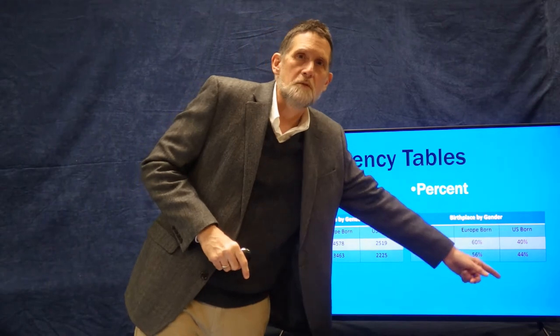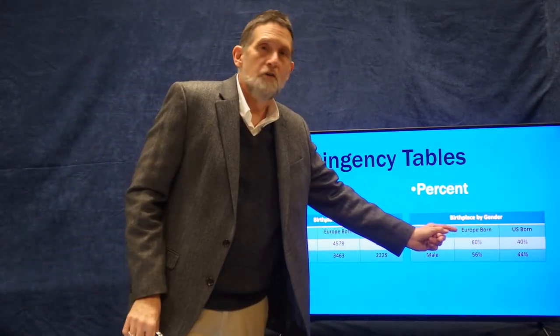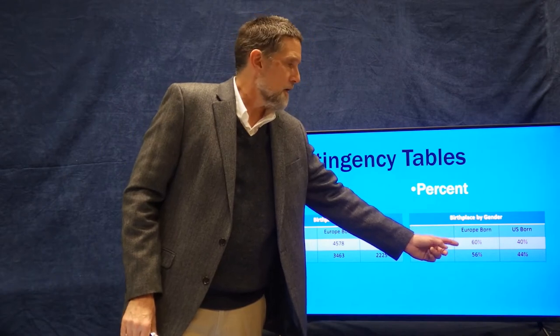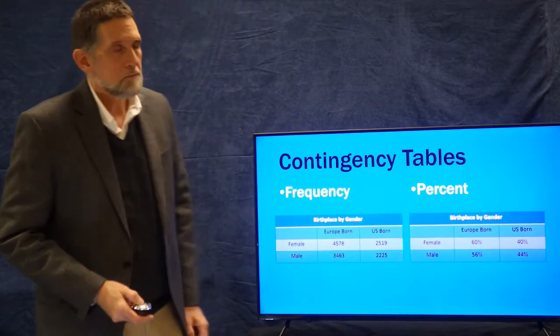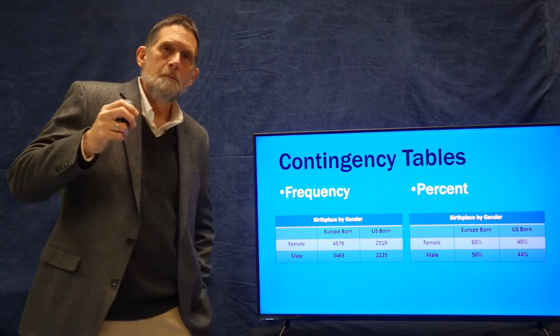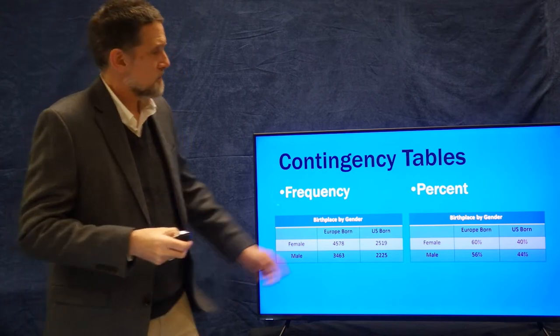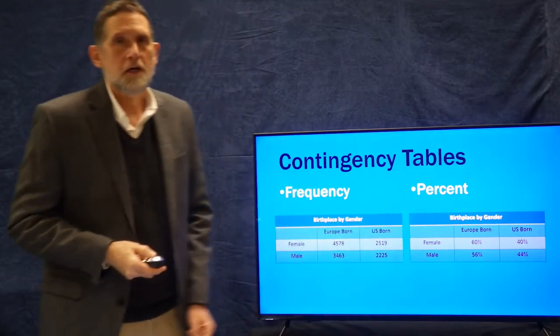You could also do column percentages. That's less useful, but then you'd look at, of European-born, how many are female and how many are male. Typically, we're going to get to this later on. We have the variable of interest in the left column.